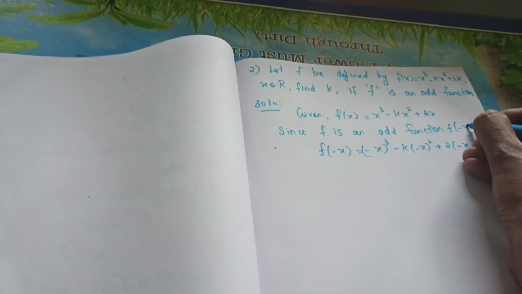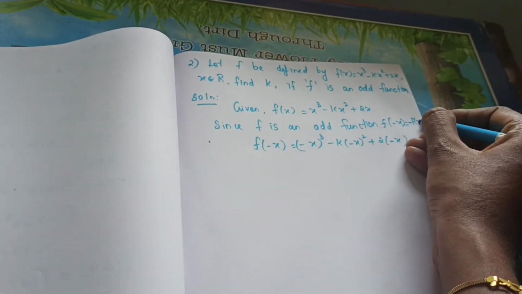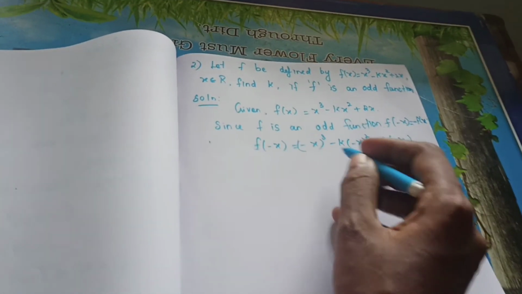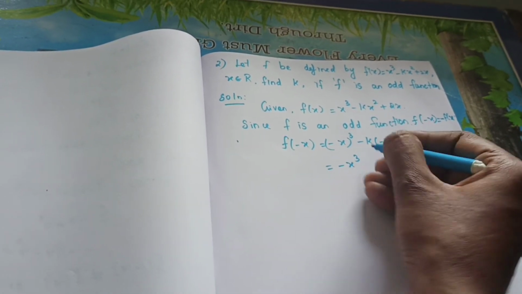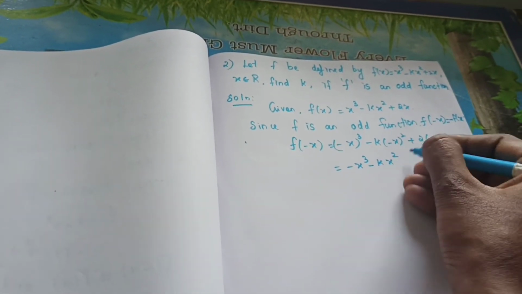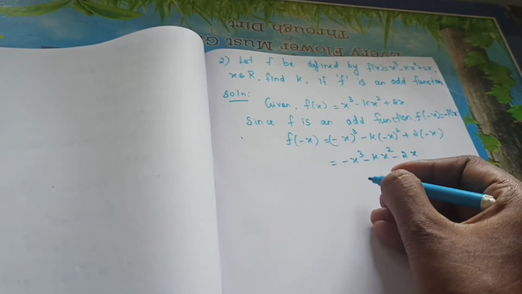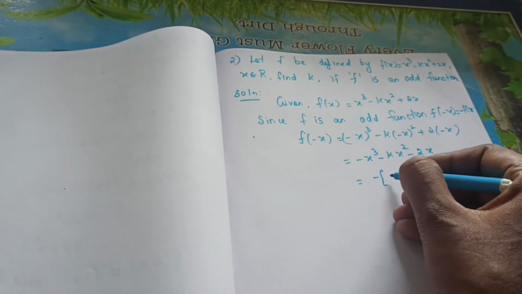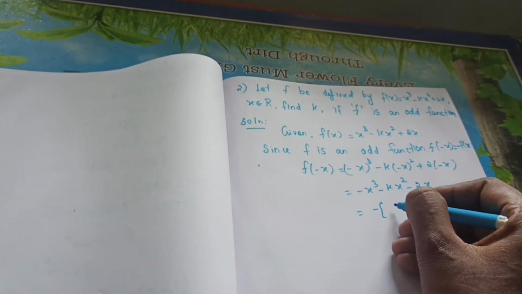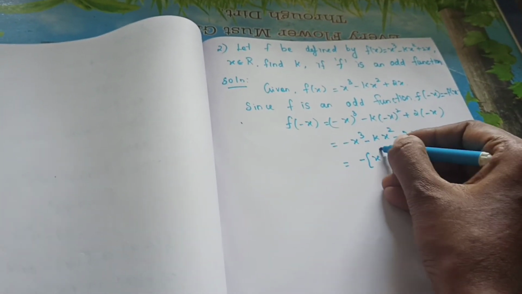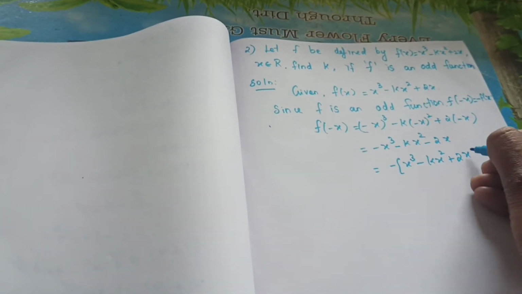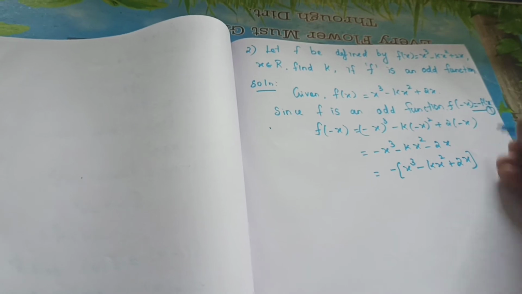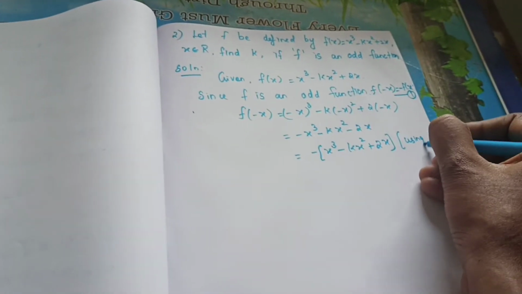For an odd function, what's the condition? f of minus x is equal to minus f of x. So this substituted expression is equal to minus x cube minus k x square minus 2x, and that is equal to minus of x cube minus k x square plus 2x. This one is according to the given condition.